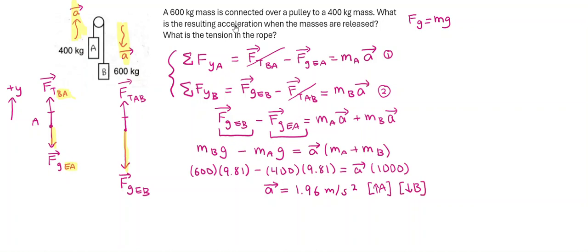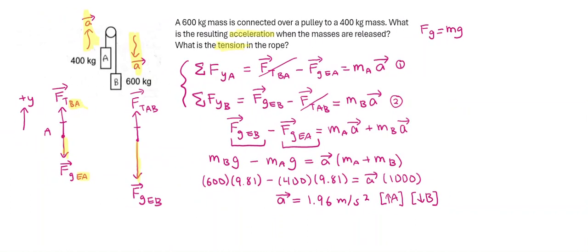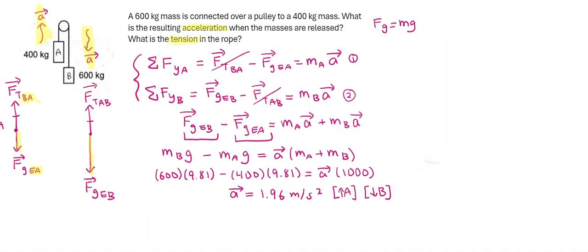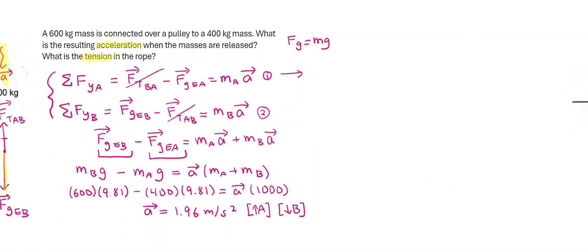Okay, so now we're done with the acceleration part. We also have the question asking for the tension in the rope, which is really simple. All we're going to do is use the acceleration that we found and plug it into either one of the equations. So, for example, I'm going to use this equation over here.